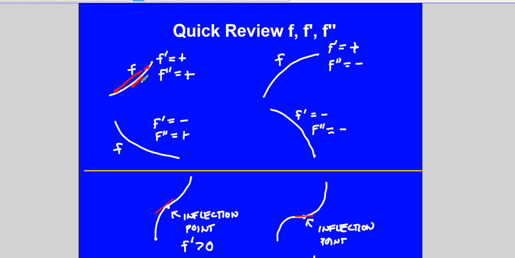if I draw a line segment between them and it is above the curve, then it is concave upward. In the second example, the slope of the tangent line is positive, so f prime is positive everywhere, but it's concave down because a line segment I connect between any 2 points will be below the curve.